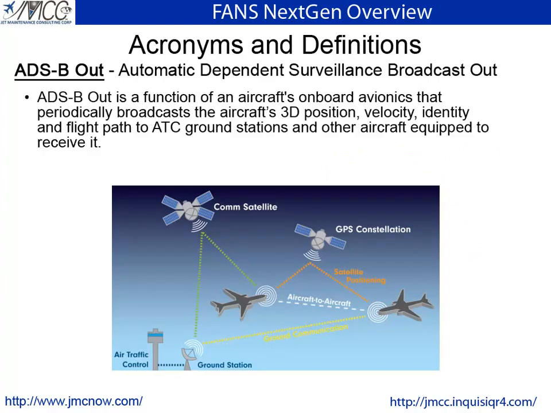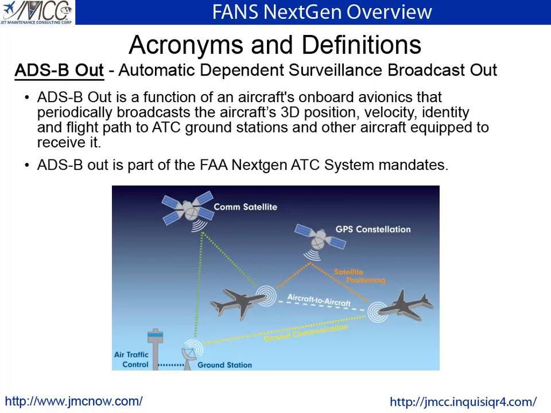ADSB Out. Automatic Dependent Surveillance Broadcast, or ADSB Out, is a function of the aircraft's onboard avionics that periodically broadcasts the aircraft's three-dimensional position, velocity, identity, and flight path to air traffic control ground stations and other aircraft equipped to receive it. ADSB Out is part of the FAA Next Generation Air Traffic Control System mandates.